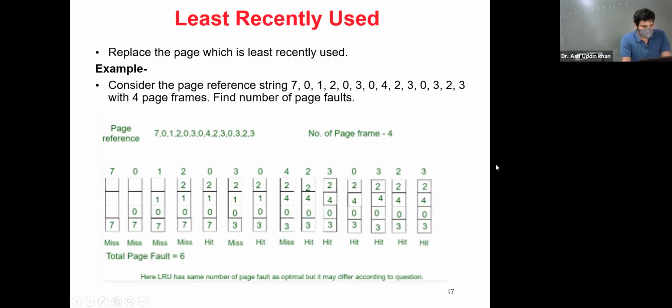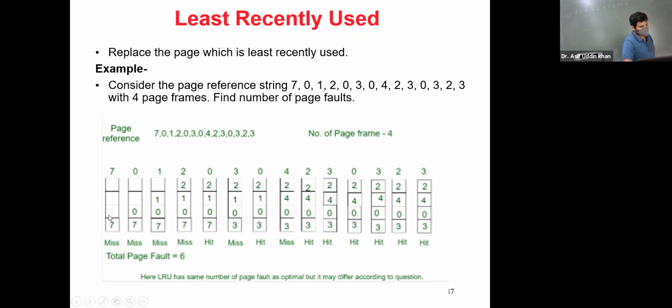So now let us see. The page reference string is written here. Draw the 4 frames here, draw a table for 4 frames. Initially all the frames are blank. Now the process requires page number 7. Initially it is blank, so miss. So page fault. If a page fault occurs, what to do? Bring it from the hard disk and load here.